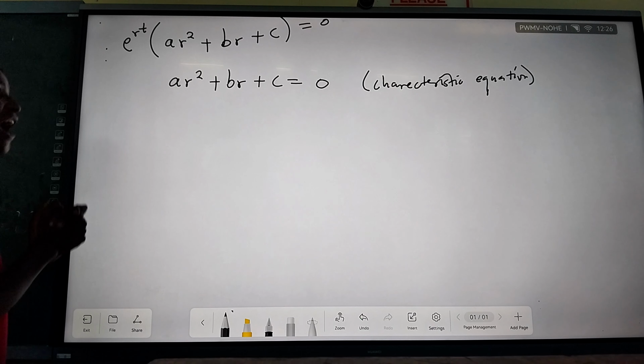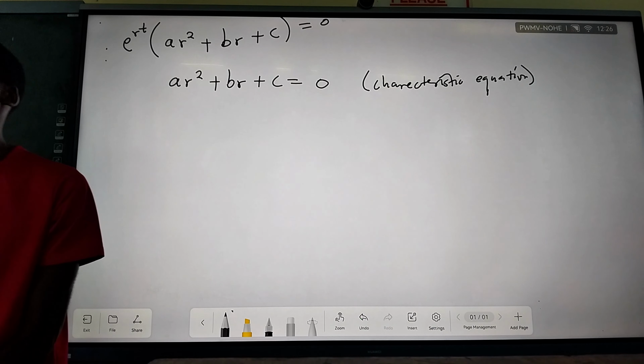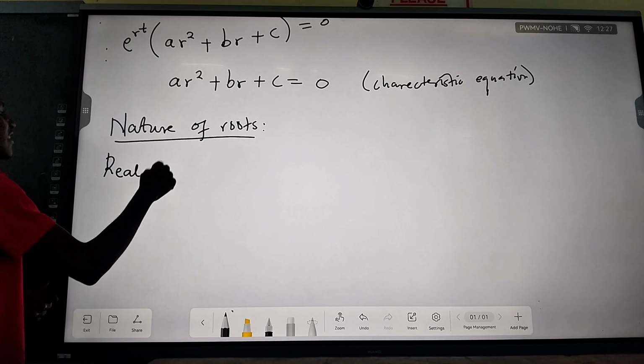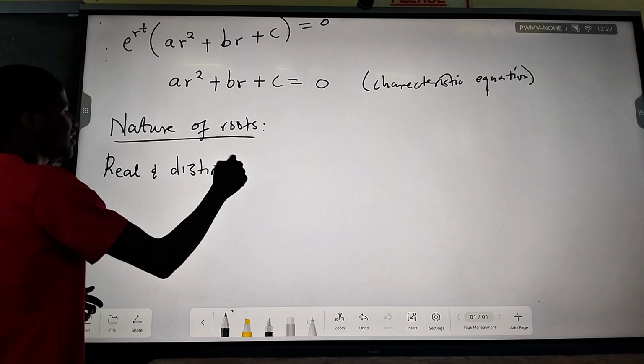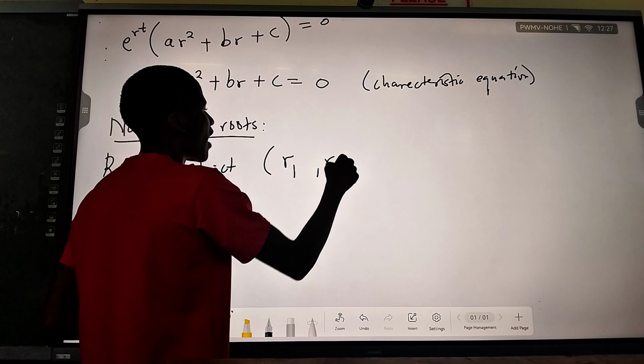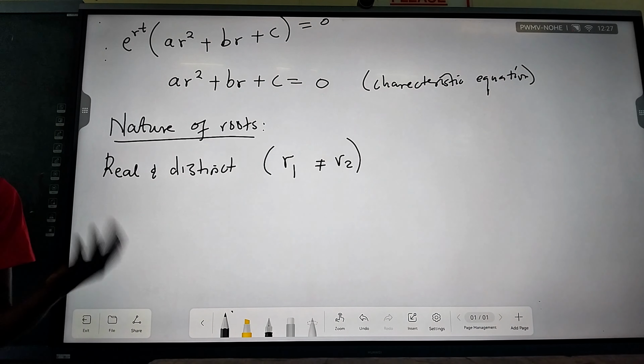So, I'll just show you how to do it. So, uzokwazi kanjani in nature of roots onayo? So we have got real and distinct roots. So we have got 3 natures of roots. Real and distinct. It means you have got a value of R1 no value kabani, no R2, but these ones are not equal to one another. So they are real and they are distinct. They are not equal to one another.